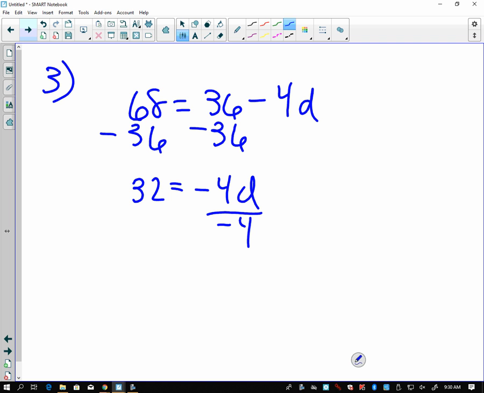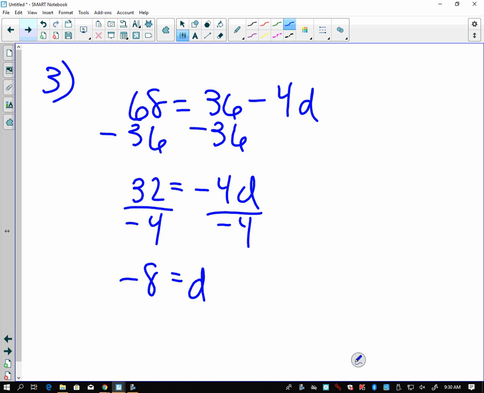Don't drop the negative. I've got to carry that through. Otherwise, if I just divide by 4, I'll still have a negative D. And I don't want negative D. I want just D. So what's 32 divided by negative 4? What kind of answer am I going to get? Is it going to be positive or negative this time? Negative. So we already know it's going to be negative. What's 32 divided by 4? 8. What is it? Negative 8 equals D.